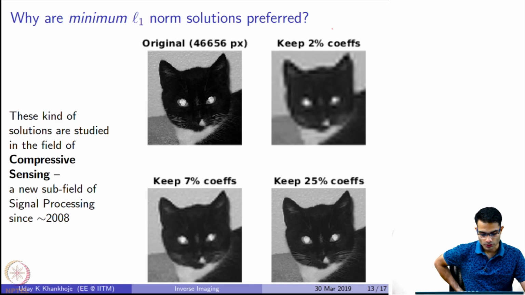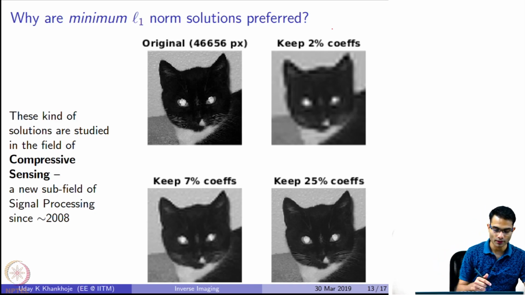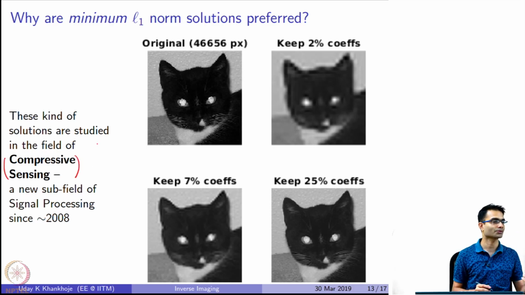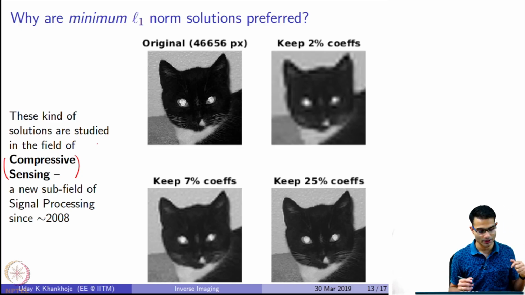So the field where these problems are studied is the field of compressive sensing. Compressive sensing means I am trying to get sparse solutions from undersampled data. I have undersampled data and I want something that can recover the solution.